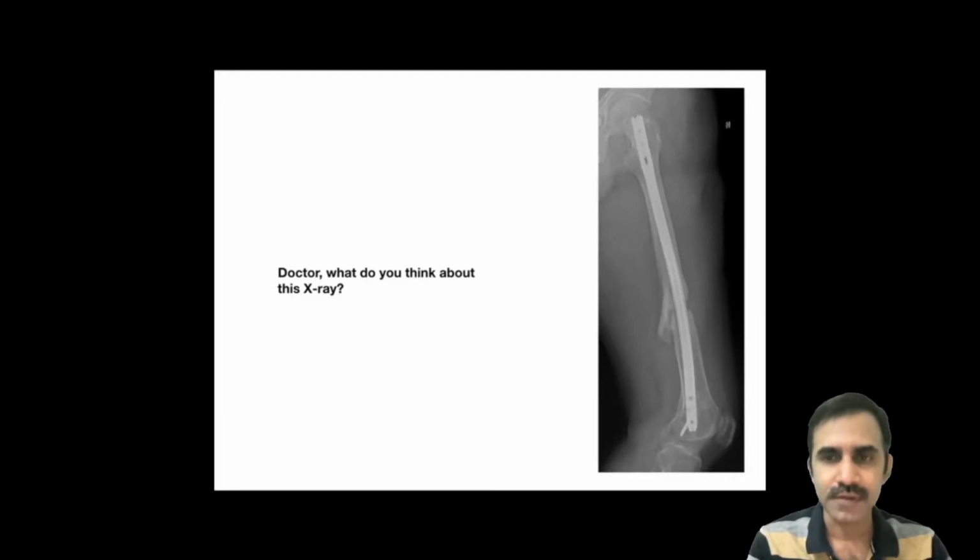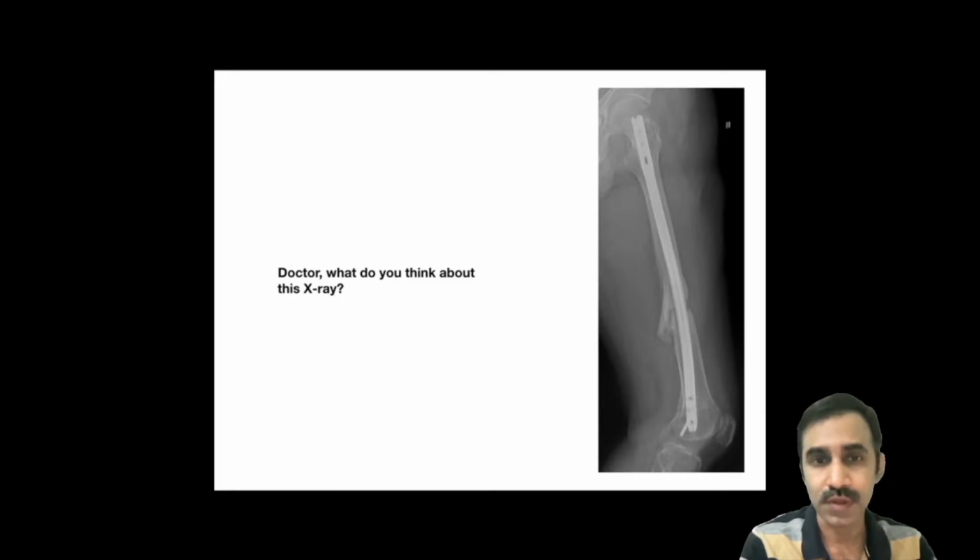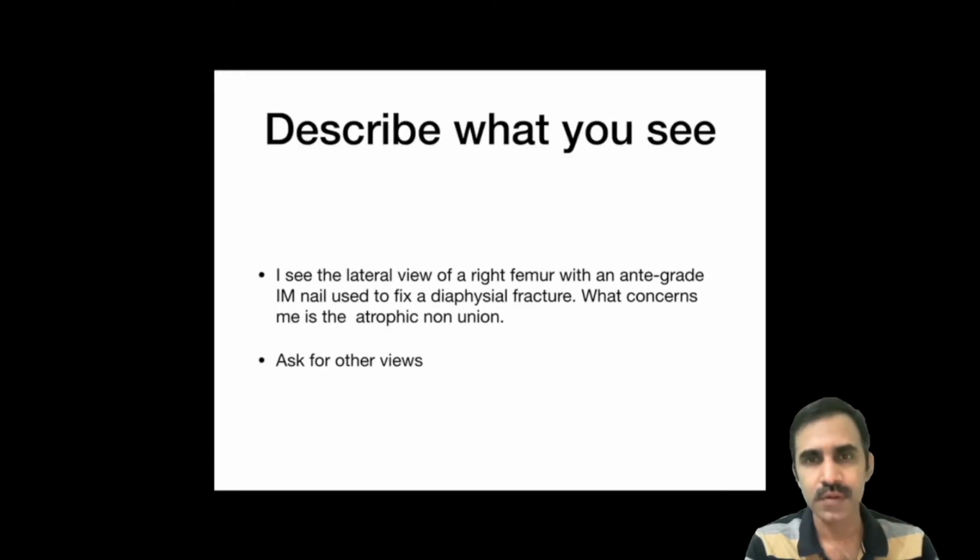You can have a viva table like this, and the examiner can ask you, what do you think about this X-ray? We know that it is non-union, but we should be describing what we are seeing. I see the lateral view of the right femur with an antegrade intramedullary nail used to fix a diaphyseal fracture. What concerns me is the atrophic non-union, and you can ask for other views.